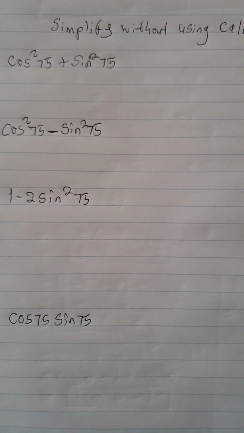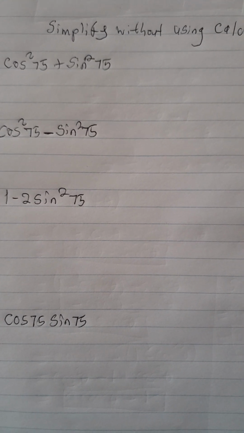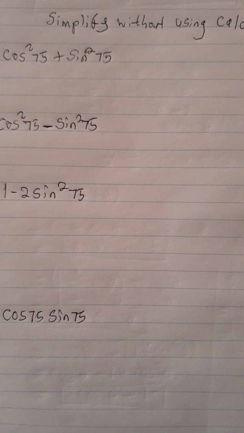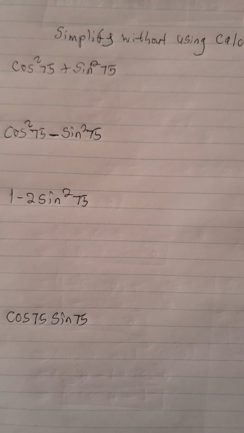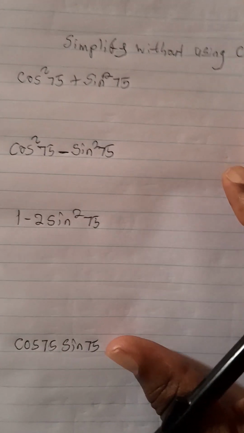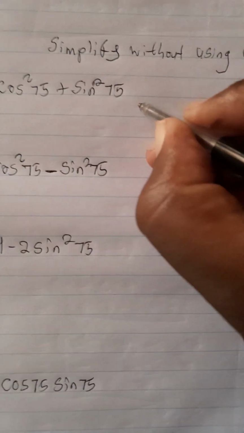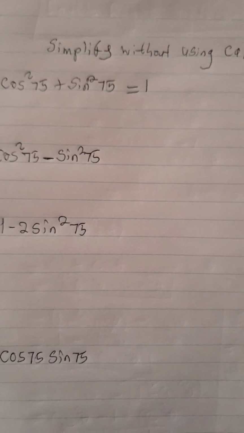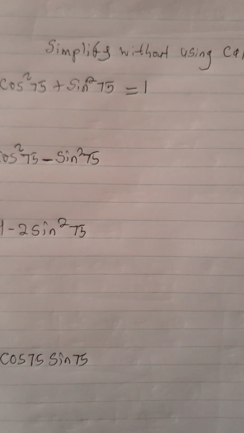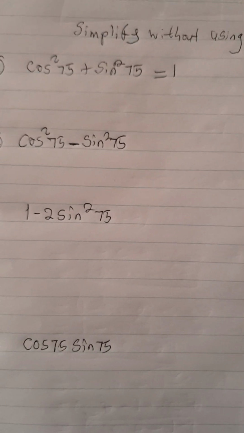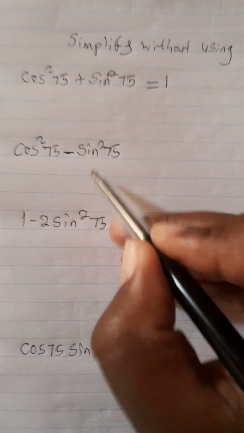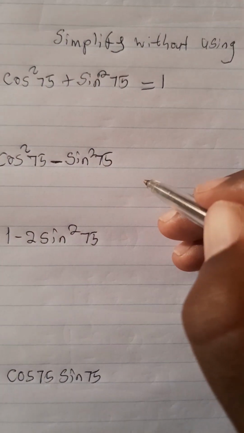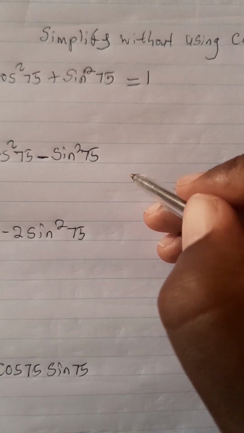Remember, that reminds us of cos squared theta plus sine squared theta, which is a special identity. So we are working with a special identity in this case. So that will be 1 actually. The solution will be 1 when we're given cos squared 75 plus sine squared 75. Right. So what about cos squared 75 minus sine squared 75?